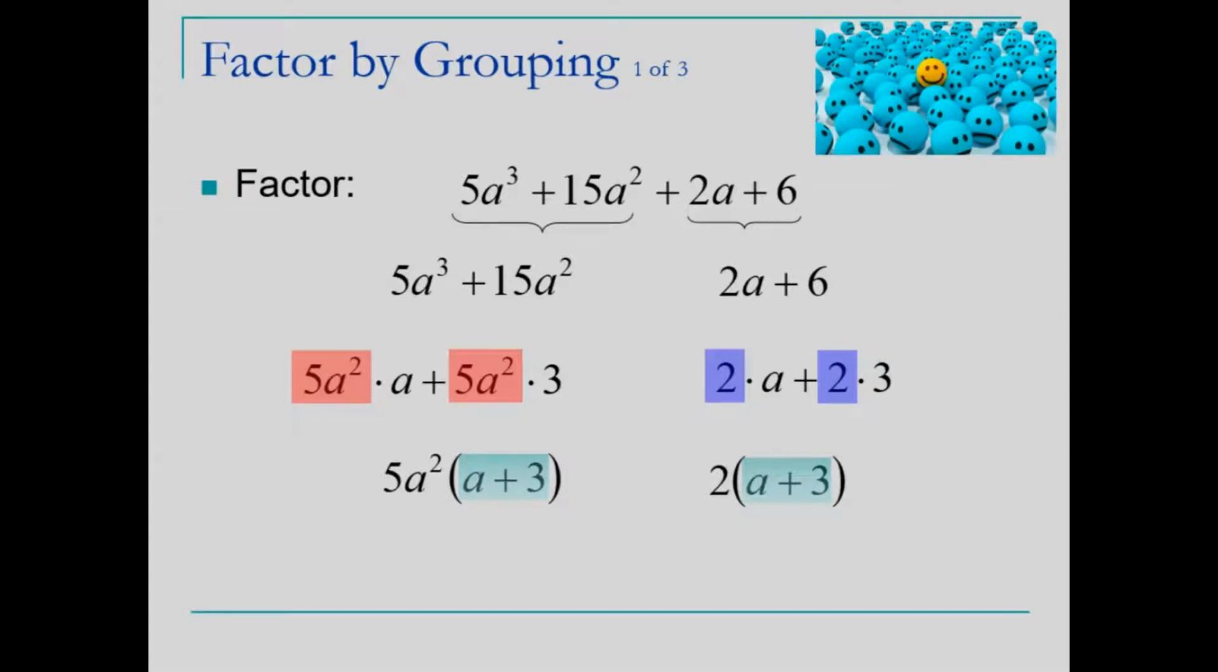Looking at this, we now have a common factor of a plus 3 between these 2 terms, and factoring out these common binomials to each, in other words the factor a plus 3, and expressing it as the product of the remainders when that common factor is factored or divided out, which is a 5a squared plus the 2.